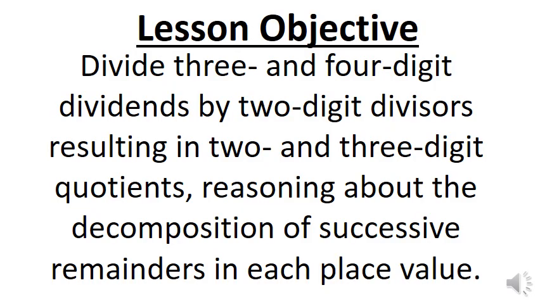In lesson 22, our lesson objectives: divide 3 and 4-digit dividends by 2-digit divisors, resulting in 2 and 3-digit quotients, reasoning about the decomposition of successive remainders in each place value. Now, up to this point, we've only done single-digit quotients. So now we're going to actually be working with 2 and 3-digit quotients.